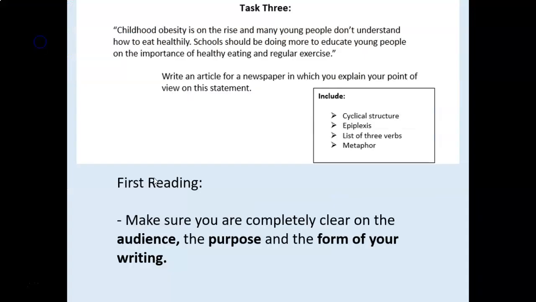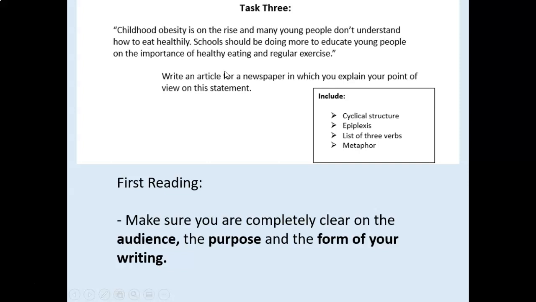Okay, so this is the task for today's lesson. And what I want you to do in a moment is pause the video, read it, and try and pin down really precisely the audience, the purpose, and the form of your writing. Okay, pause the video and do that now. So, you have to write an article for a newspaper in which you explain your point of view. So the form is an article in a newspaper. So that just means the type of writing.